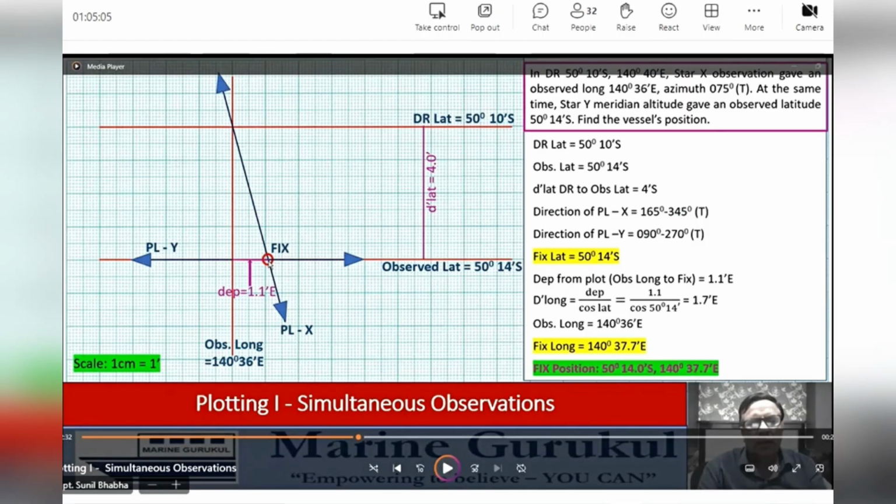Only thing is, if you plot the DR longitude here, it will become a little lengthy. You will have to find out the departure between observed long and DR long, and you will have to plot it there. So that will only add a couple of minutes to the plot. That's it. Okay, sir. Okay, great.